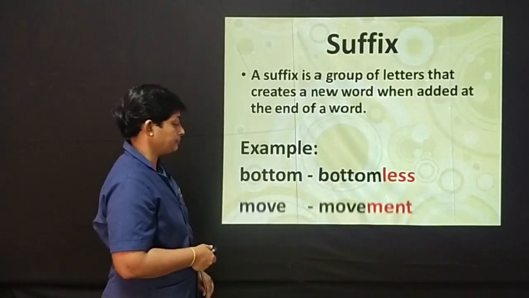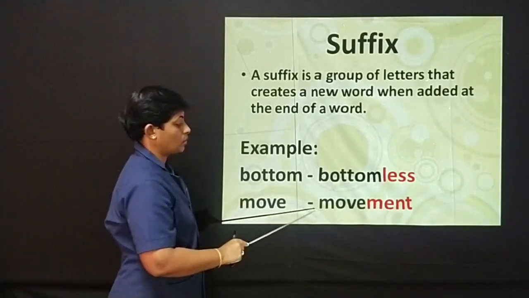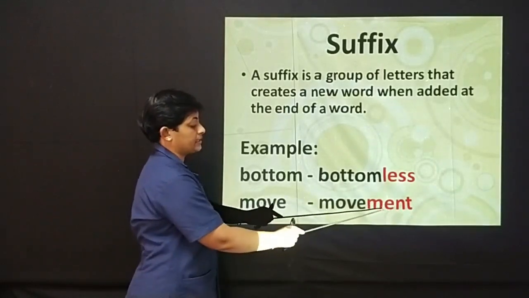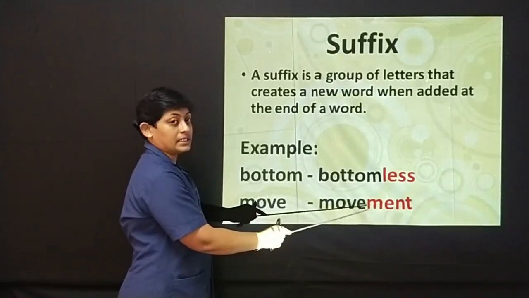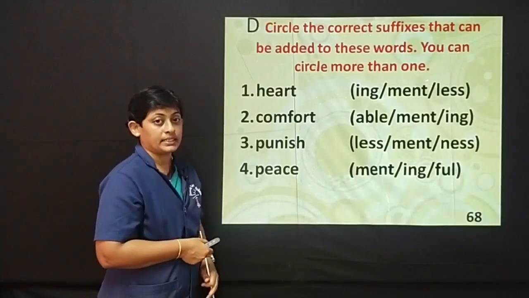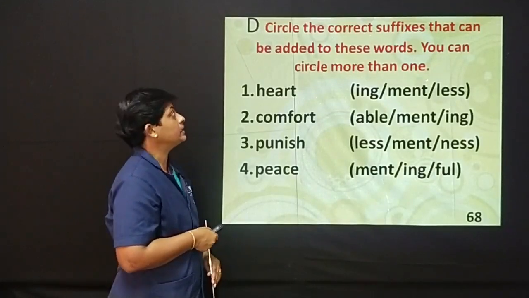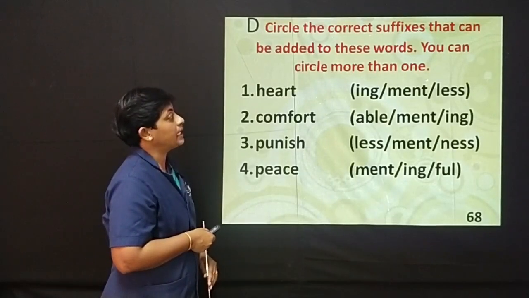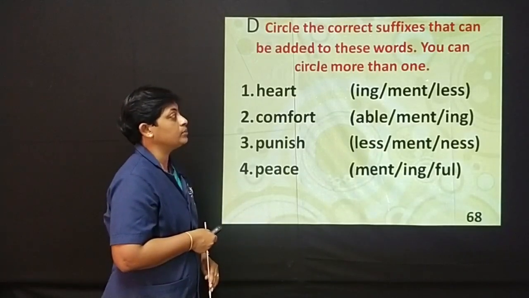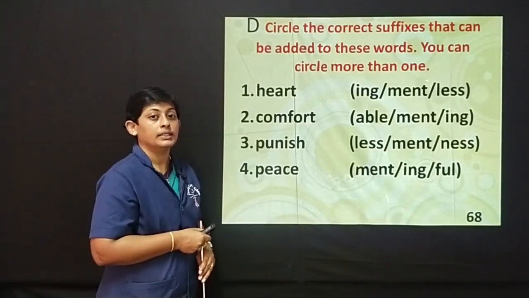Another example, move. I have added ment. So, the word that I get is movement. This is the suffix. Ment is the suffix. Now, let us complete the exercise in your textbook on page number 68. D. Circle the correct suffixes that can be added to these words. You can circle more than one. I want you to complete this exercise in your textbook itself.